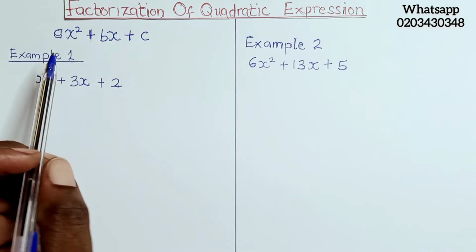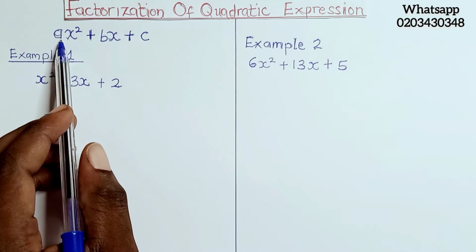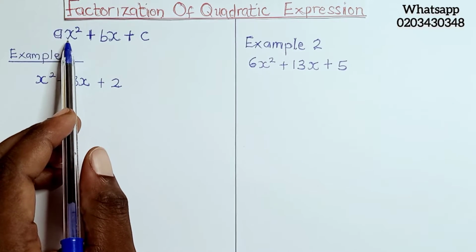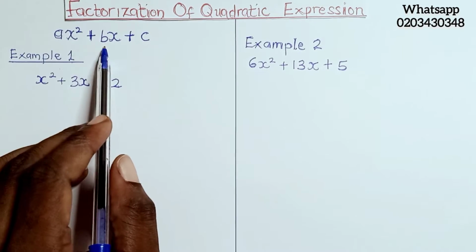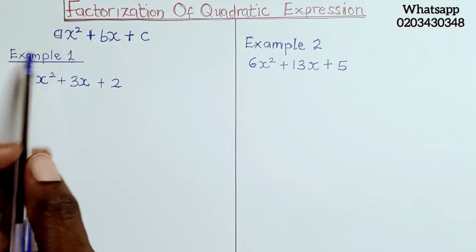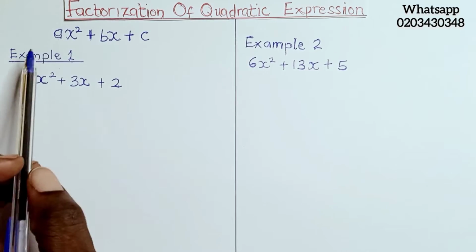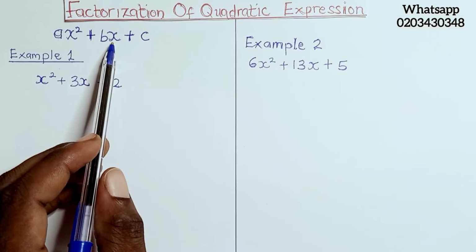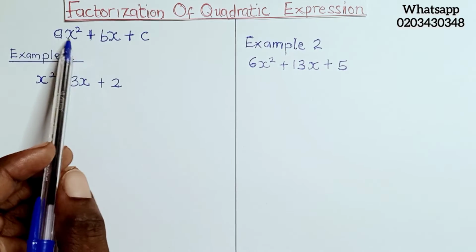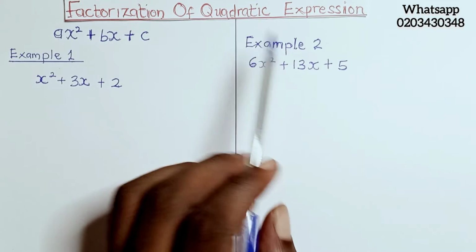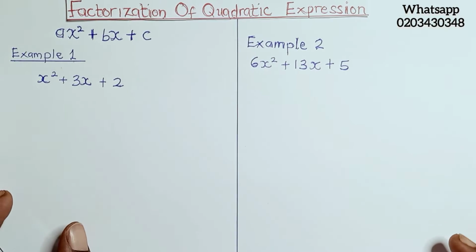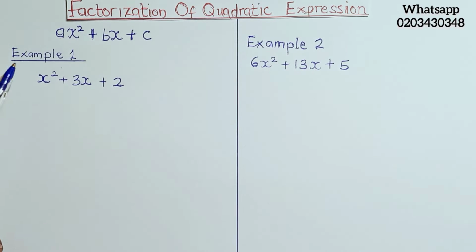When every quadratic expression is given in this form, ax squared plus bx plus c, where a, b, c are constants, they are numbers. Then we have x squared, then b. When we have the highest power to be 2, that's when we are talking about a quadratic expression. When it is more than 2, or when it is 3, it becomes a cubic expression.